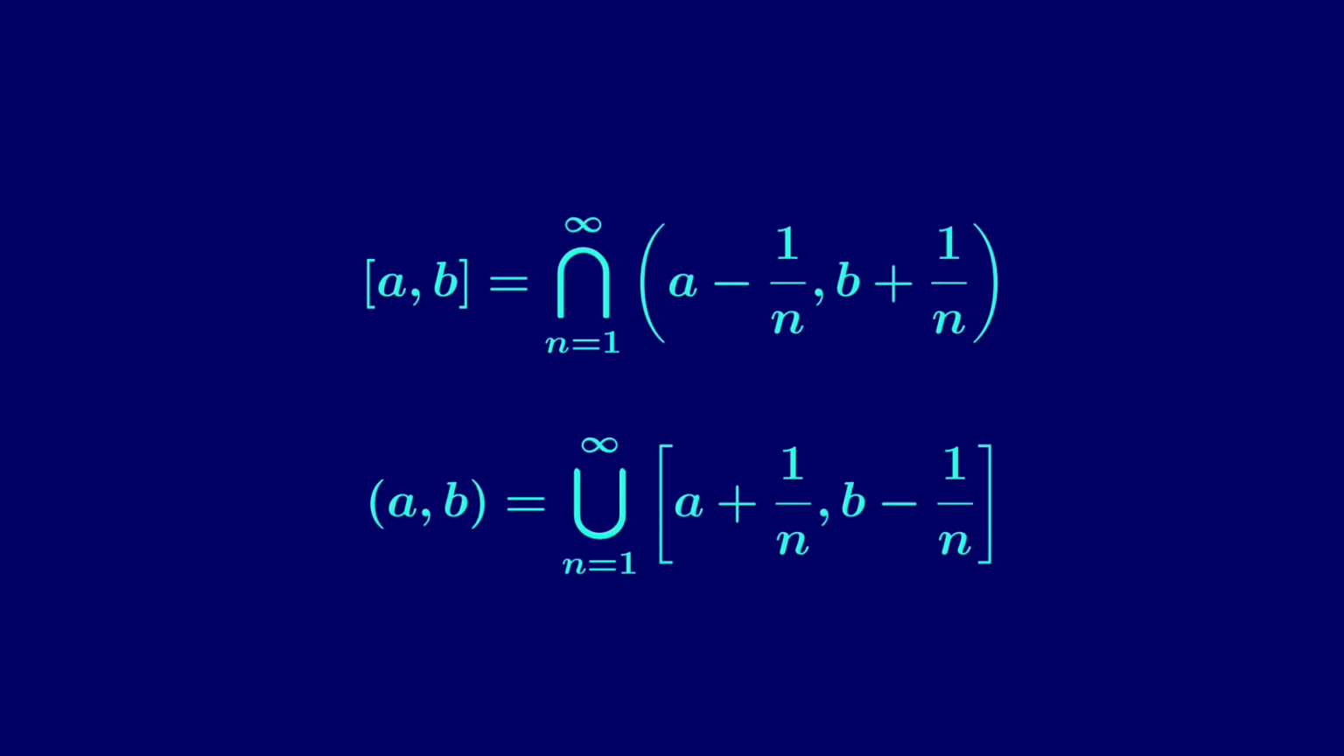The first shows that the intersection of a countably infinite number of open sets can be a closed set. The second exemplifies that the union of a countably infinite number of closed sets can be an open set. These examples are interesting and elegant. That's why I choose to prove them in today's video.